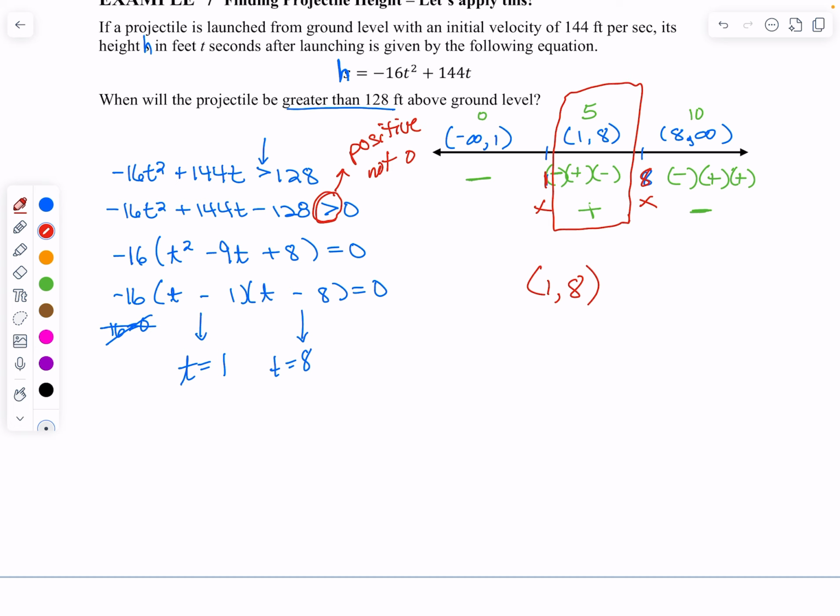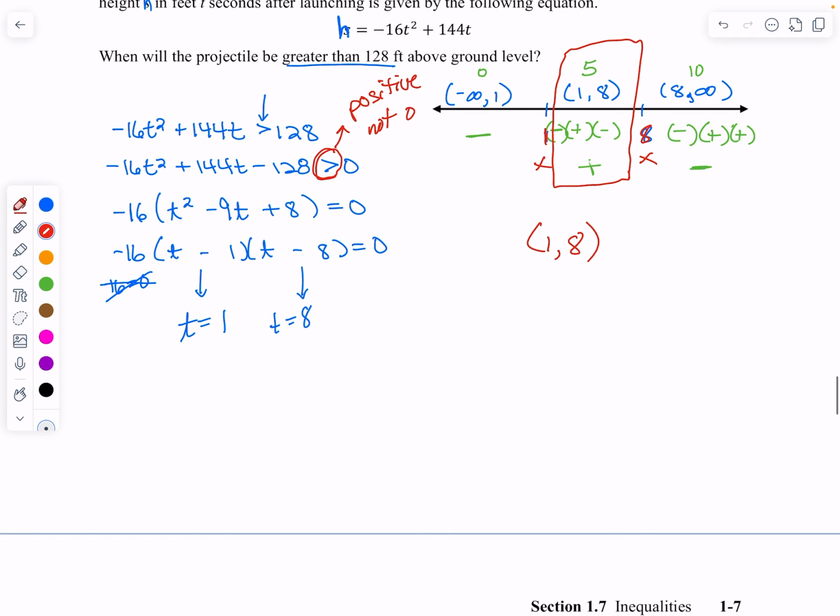But this is a word problem. So what's the answer? When will the projectile be greater than 128 feet above the ground? Well, let's think about my projectile. Here's my projectile. Here's the ground. 128 feet would be, let's say, maybe right here. So my numbers, this is 1 second.